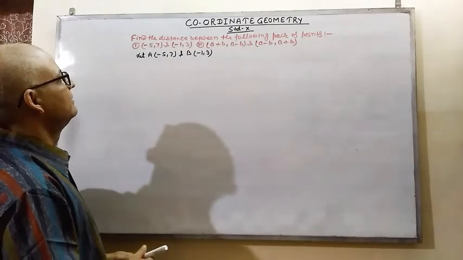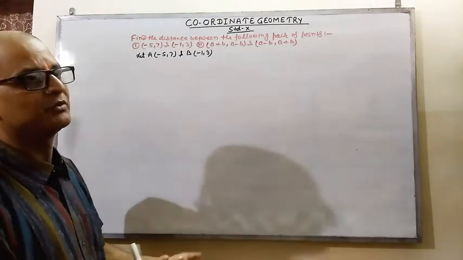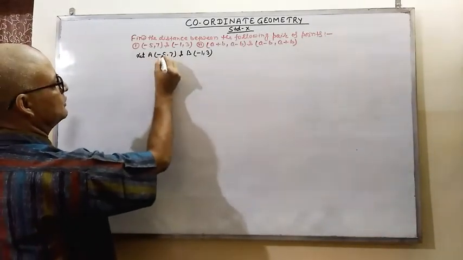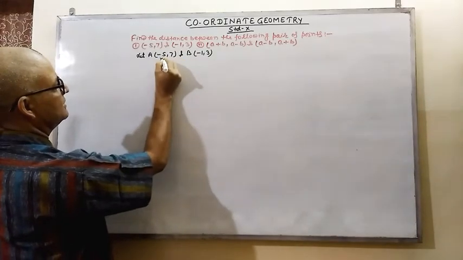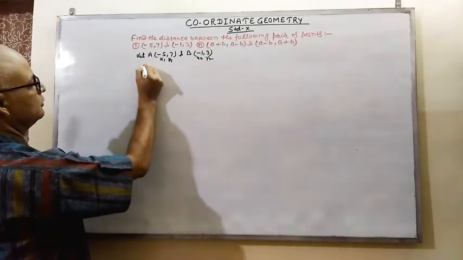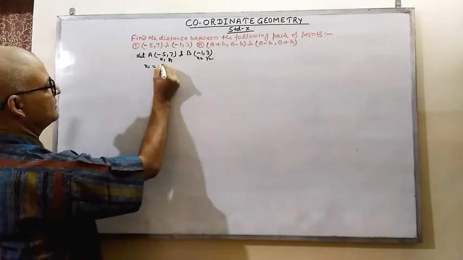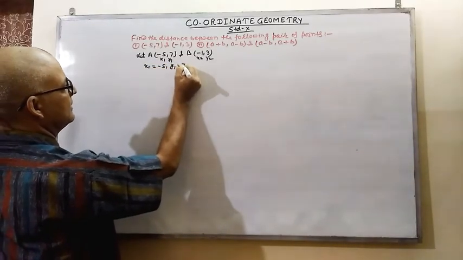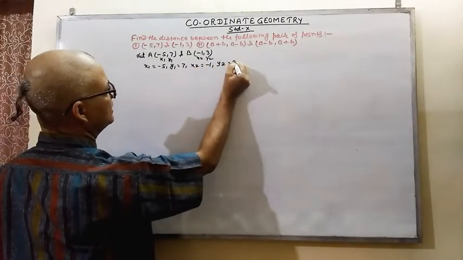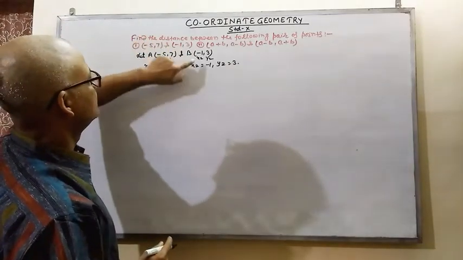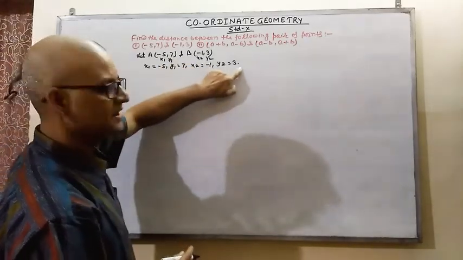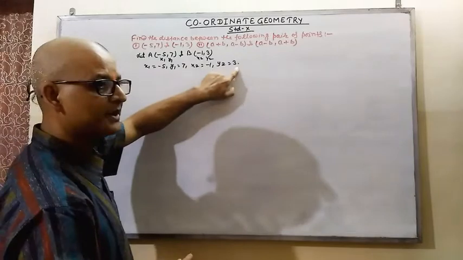In the initial level of the question, most students get confused about x1, y1, x2, y2. So it is better to first write down their values. Suppose this is x1; you can write down x1, y1, x2, y2 in this way, or write x1 is equal to minus 5, y1 is equal to 7, x2 is equal to minus 1, and y2 is equal to 3. Either write minus 5, 7, minus 1, 3 in front of this, or write down separately. It is better to first write down these values separately.